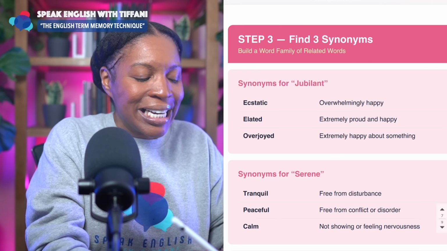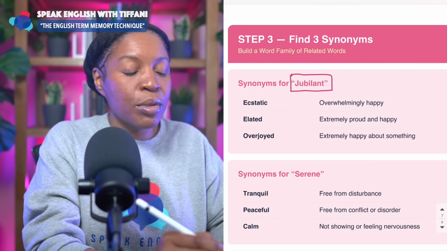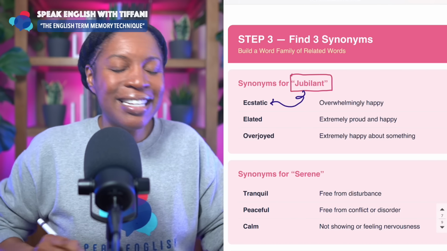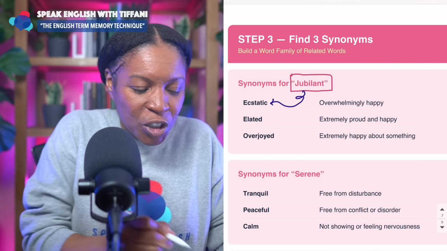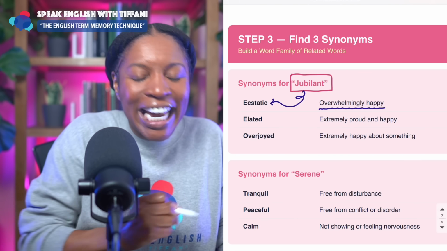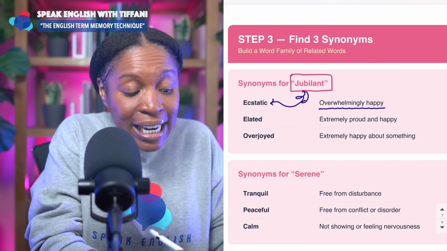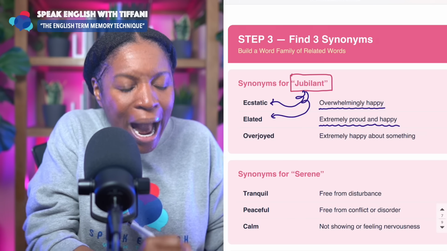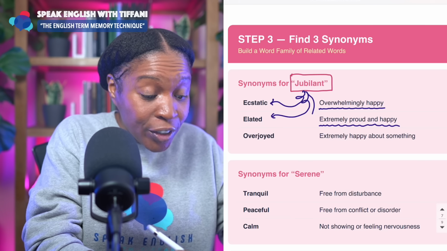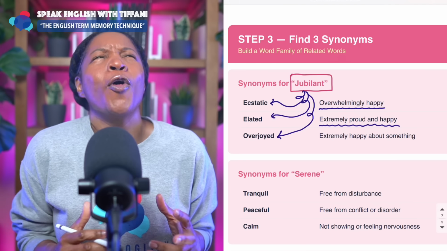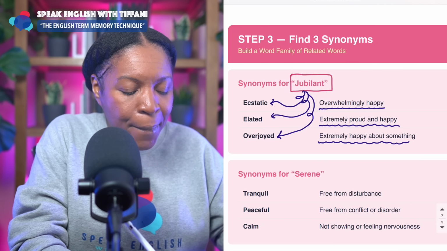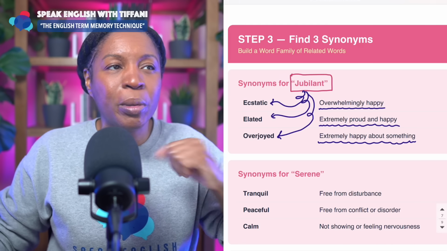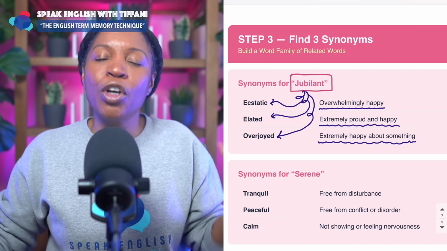Let's find 3 synonyms. So I've written out the 3 synonyms for the term jubilant. Our first synonym is ecstatic, and that just means overwhelmingly happy. Our second synonym for jubilant is elated, and that just means extremely proud and happy. Our third synonym for jubilant is overjoyed, which means extremely happy about something. So now in your mind, there are 3 synonyms for the term jubilant. We have ecstatic, elated, and overjoyed.